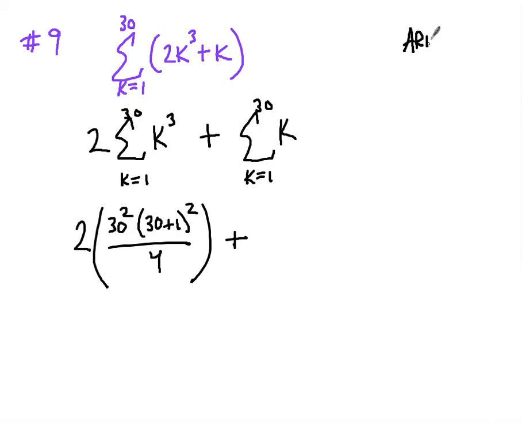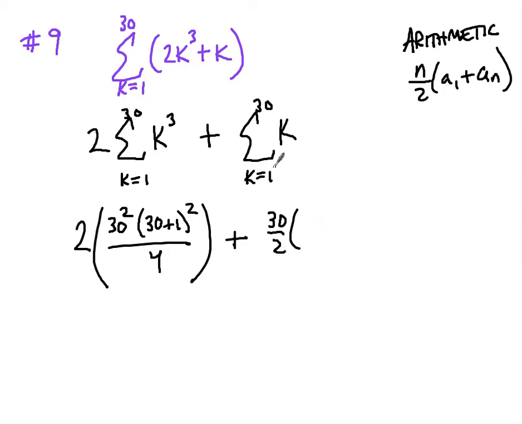And remember, for arithmetic, we've got n over 2, and then the first plus the last. So we've got 30 terms, so 30 over 2. If I plug a 1 in, my starting term is a 1, and if I plug a 30 in, my last term is a 30. So typing in all of that into your calculator should give you this.